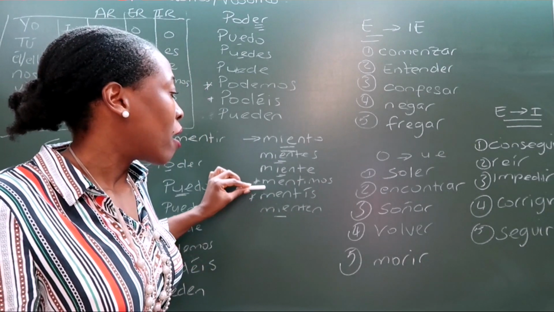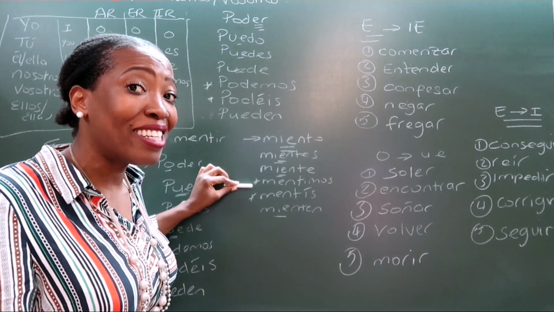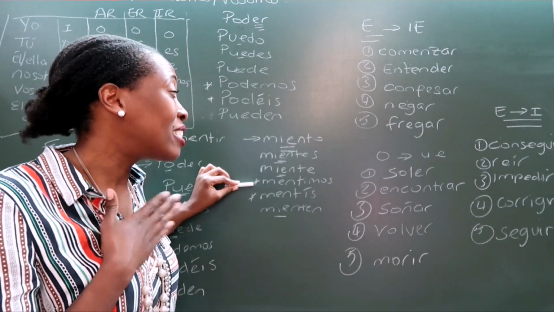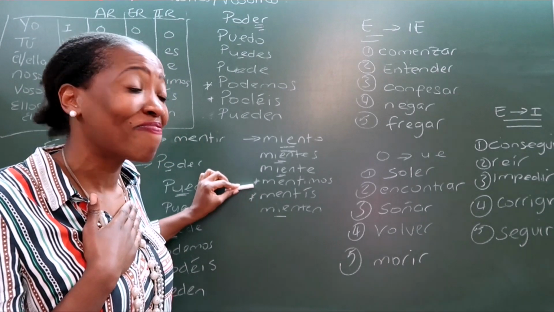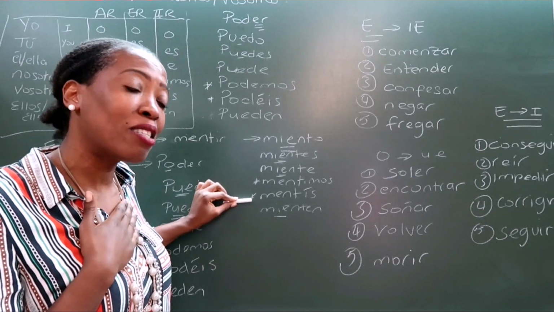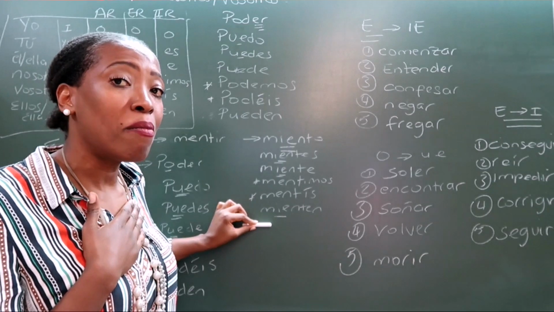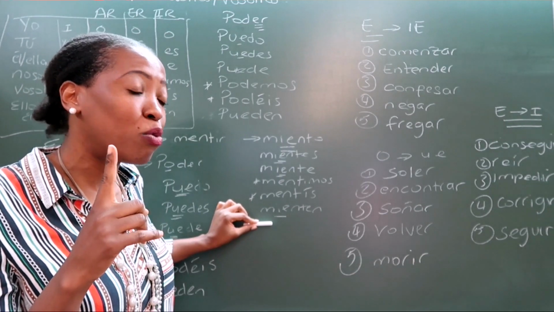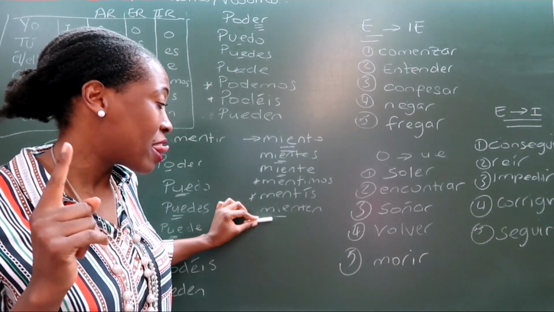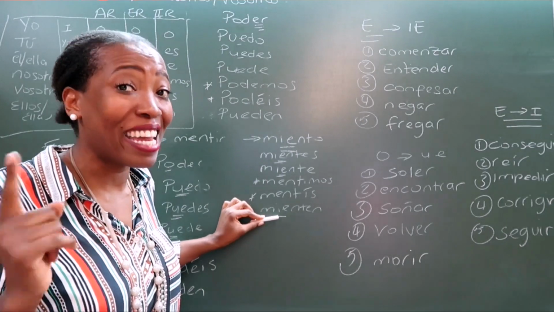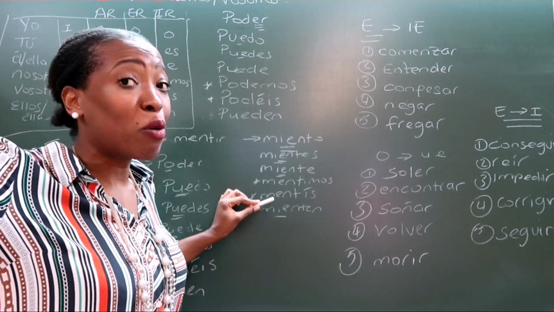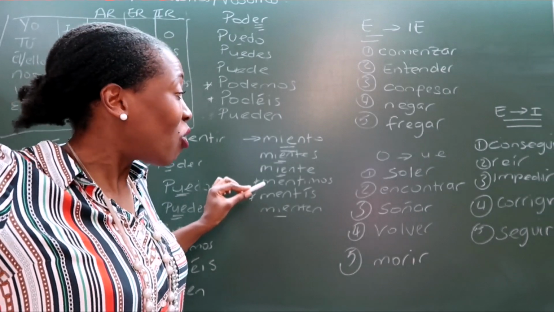Mientes. You lie. Mientes. He or she lies. Miente. Okay? As again I said, the second person plural, mentimos, doesn't change. Nor does the second person plural, mentís. And for them, ellos or ellas, plural, okay? Ellos, they, mienten. Again, that changes. I apologize for that noise.